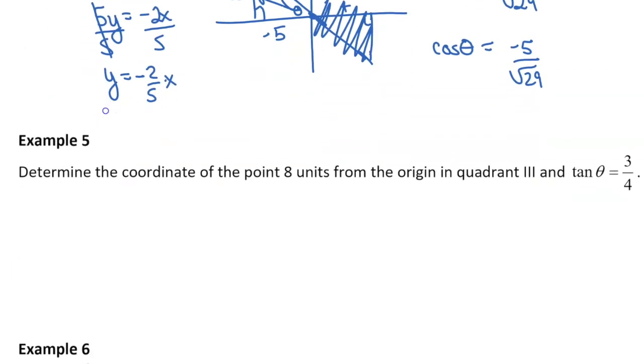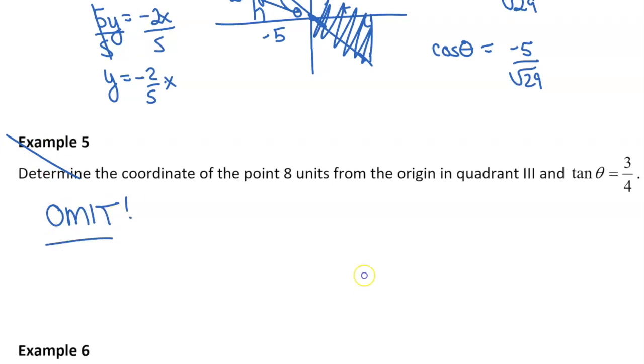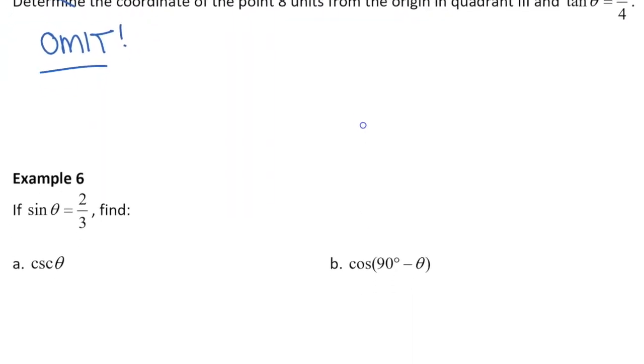Example 5, I've thought about it. If I feel like this is something we need to come back to, we can take a look at it. But for the time being, let's do an omit. So don't worry about example number 5. That's more of a proportional question.